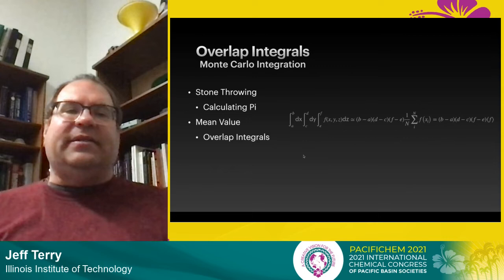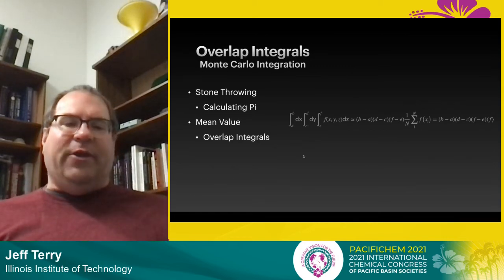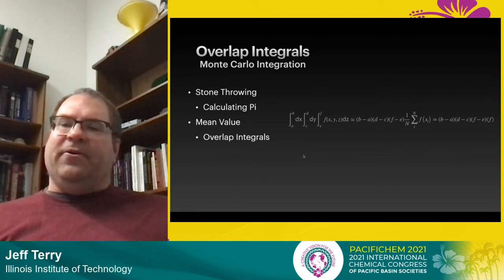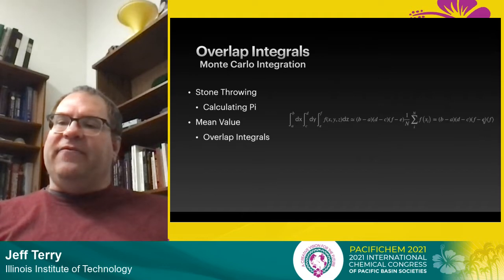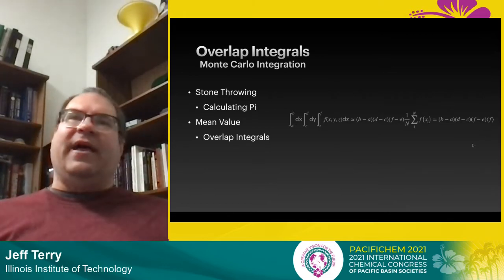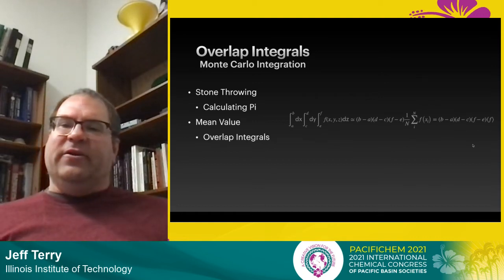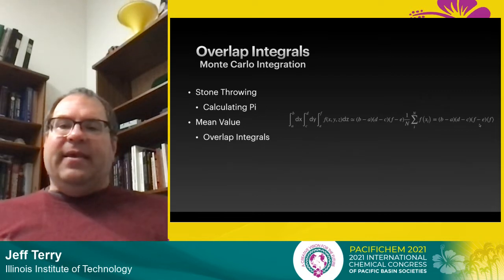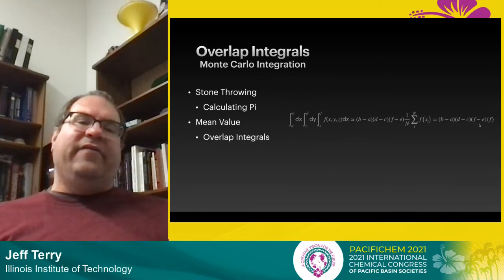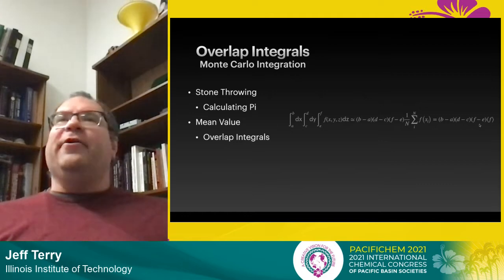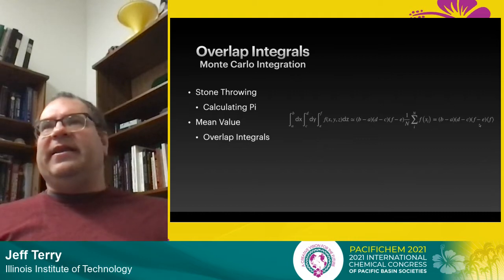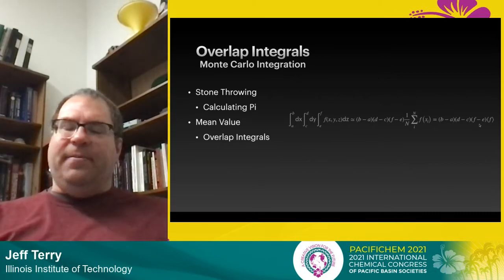The other way to do this is through mean value integration. And this is how we calculate the overlap integrals. We actually calculate the average value of a function by picking a lot of points, calculating the value of those points, and then multiplying by the bounds. So this gives us a very good view of the actual area. And because we're calculating all the points, we can plot that to get an actual visualization of the overlap integral.